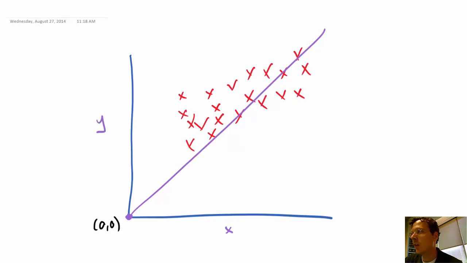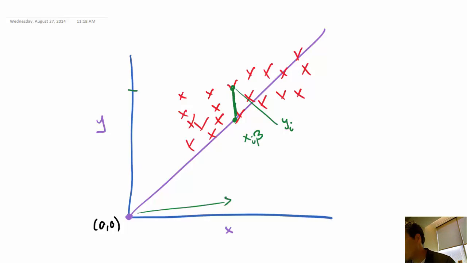Let me take this line here. It's going to take each observed point y. It's going to calculate the vertical distance. That height is yi. Okay? This length is xi, and that point is xi beta on the line. So this distance right here is yi minus xi beta, and then if we square it, we'll get the square distance.